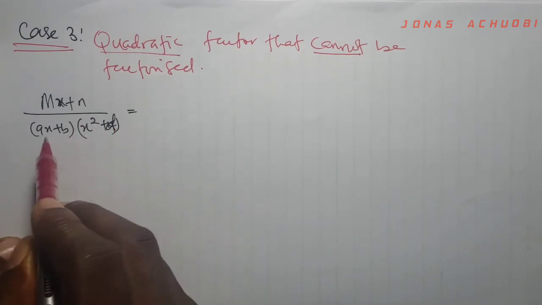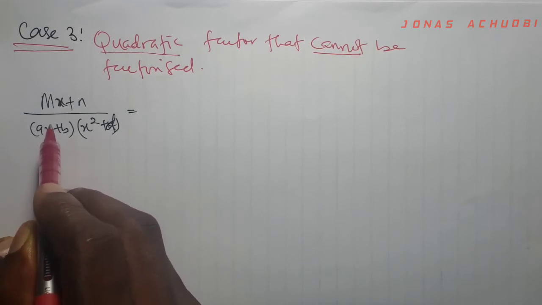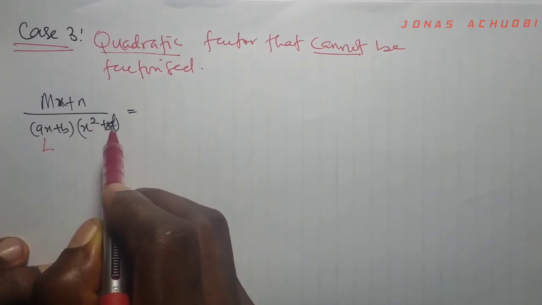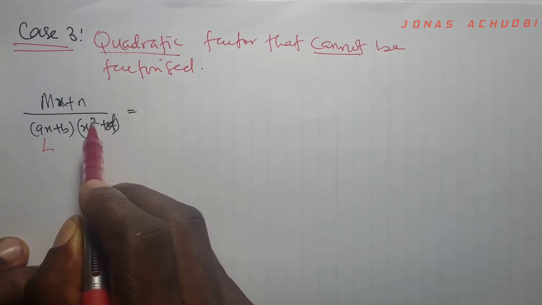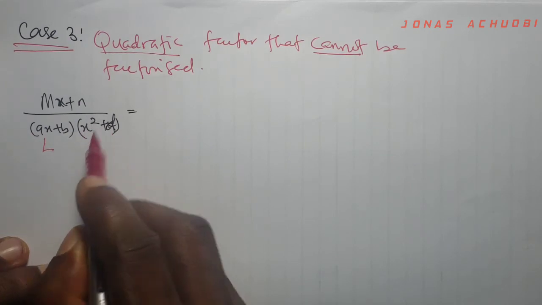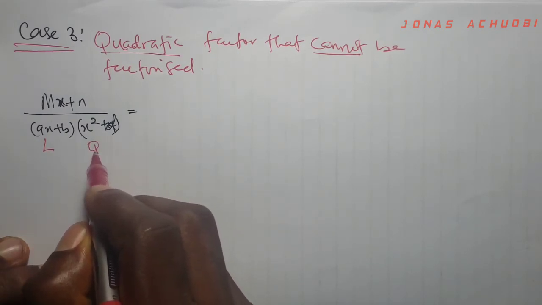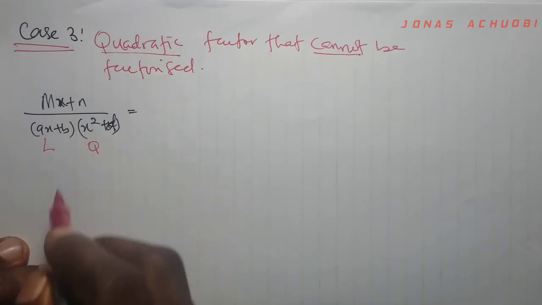Now, the first factor here, ax plus b, is a linear factor. How is it linear? The highest power of x is 1, so that is linear. The second factor is x squared plus d. Here the highest power of x is 2, and that makes this factor quadratic. So a quadratic factor is a factor whose highest power of x is 2. So here we have a quadratic factor.